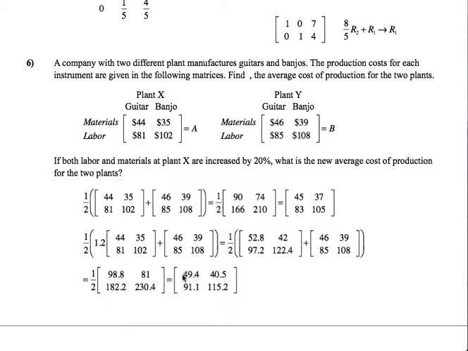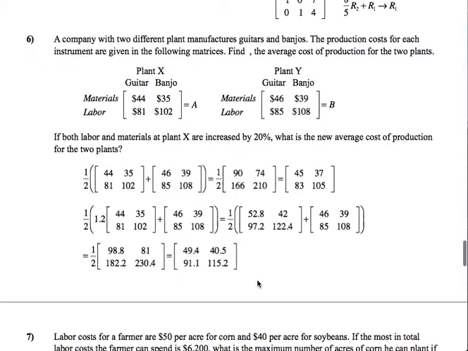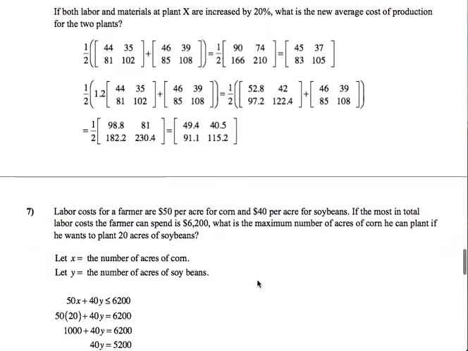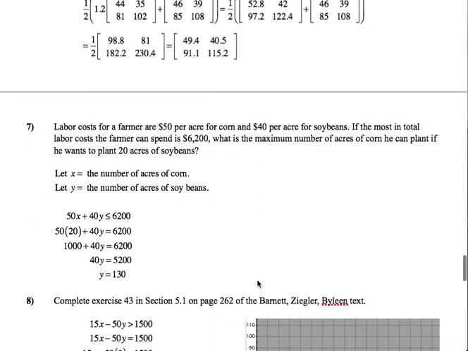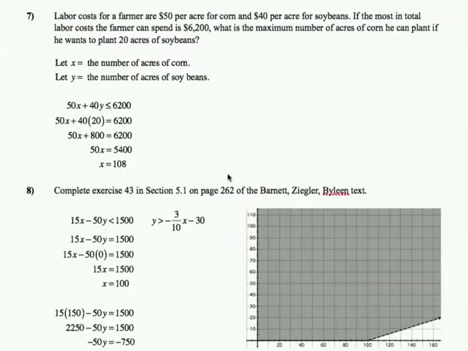1/2 of 98.8 is 49.4. 1/2 of 81 is 40.5. 1/2 of 182.2 is 91.1, and 1/2 of 230.4 is 115.2. So that matrix summarizes the new average cost, with the first plant having experienced a 20% increase in both labor and materials. All right, we'll carry on here with question 7.